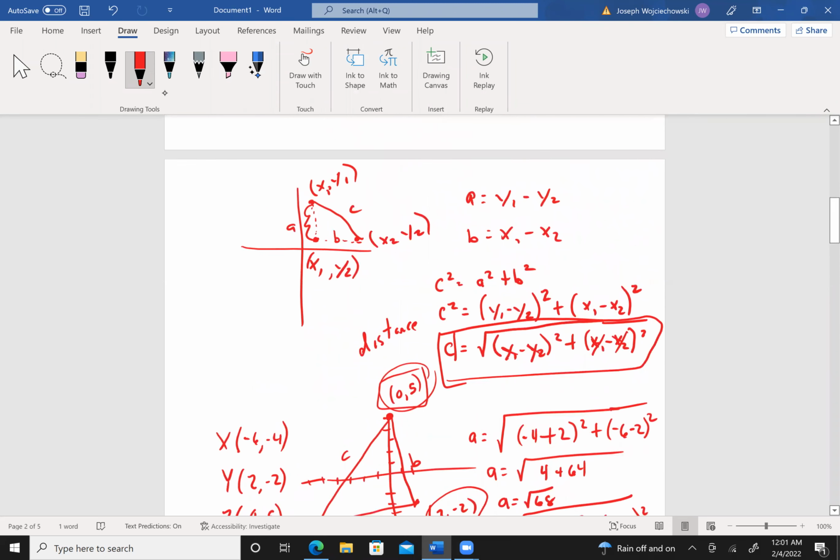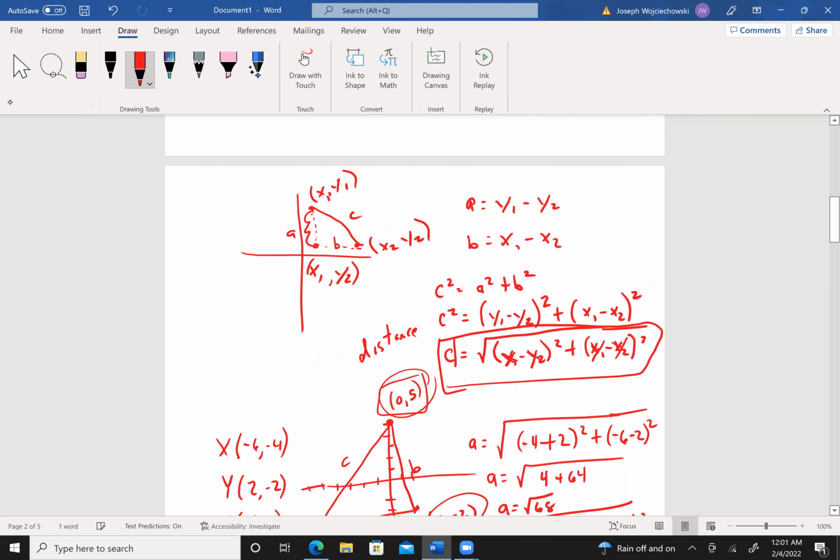So again, here it is. D equals the square root of x1 minus x2 squared plus y1 minus y2 squared. You're definitely going to want to know that formula.